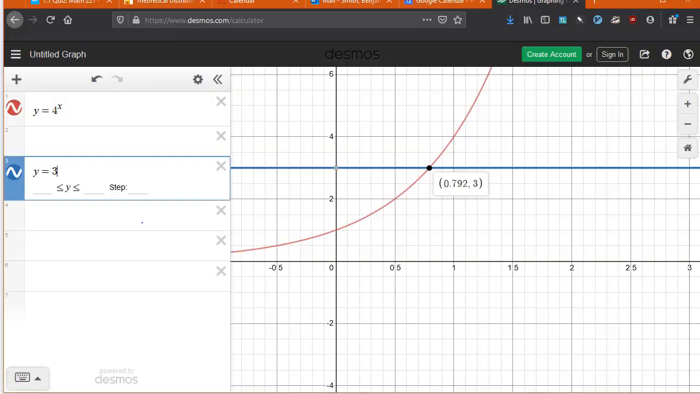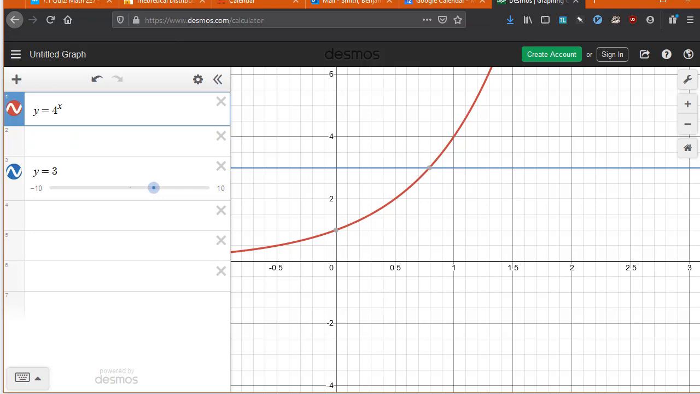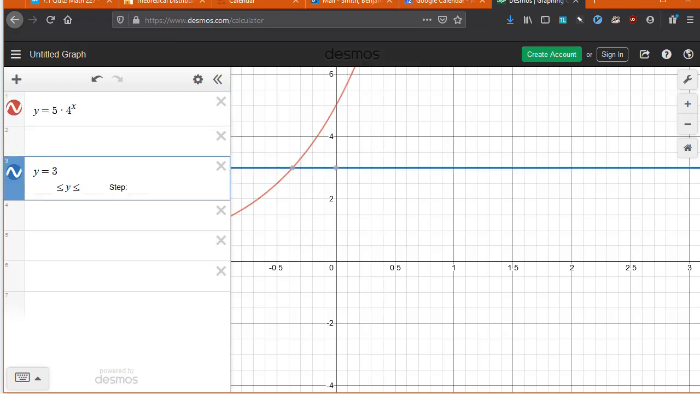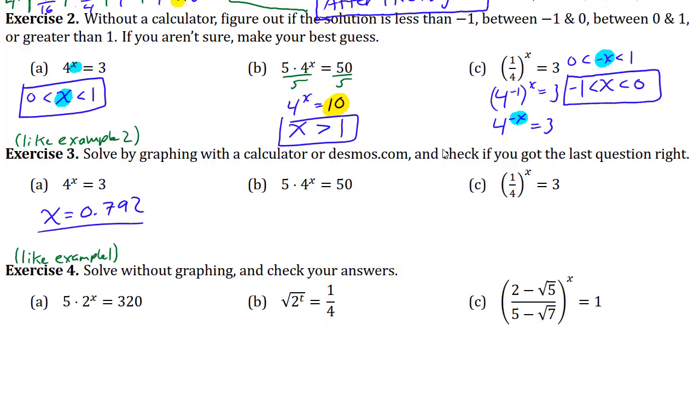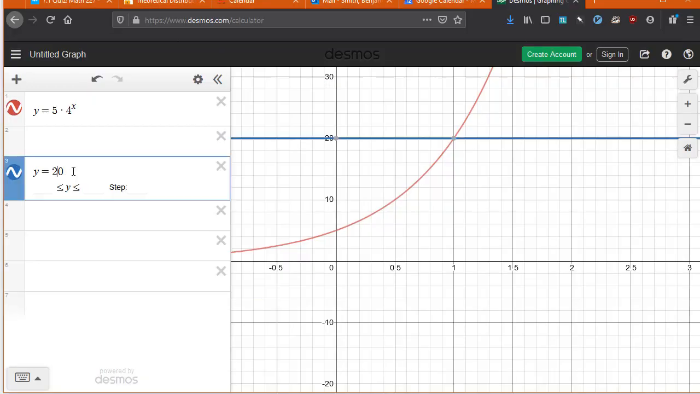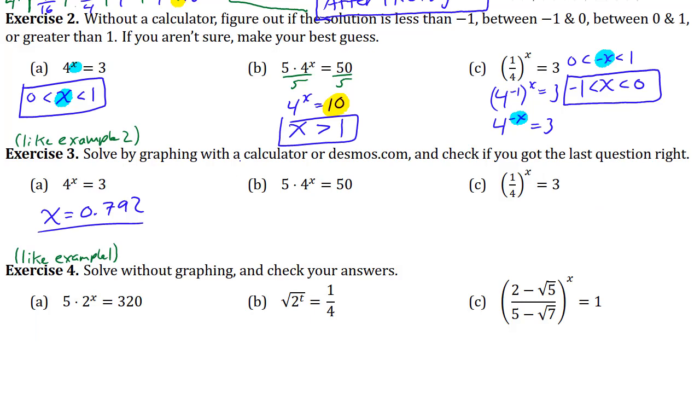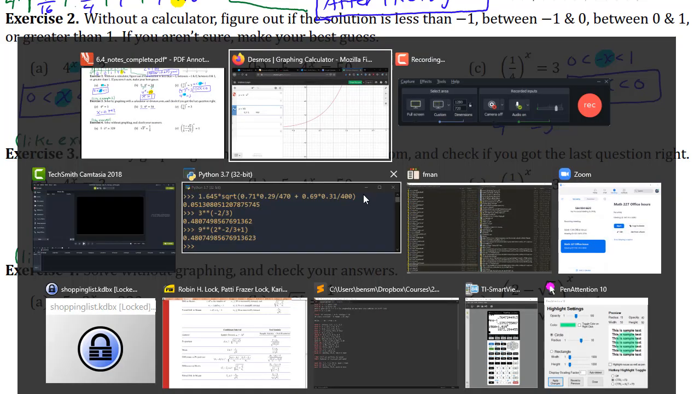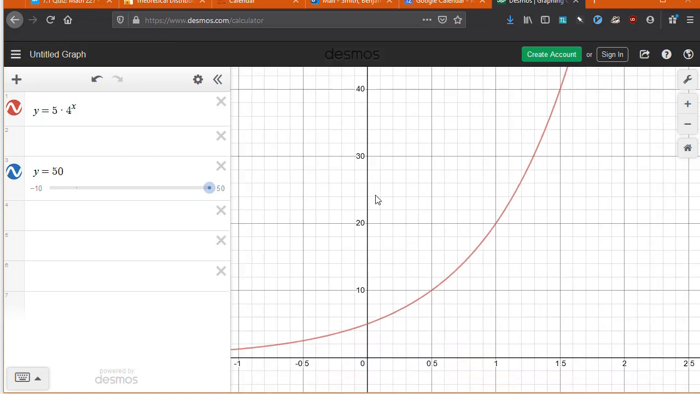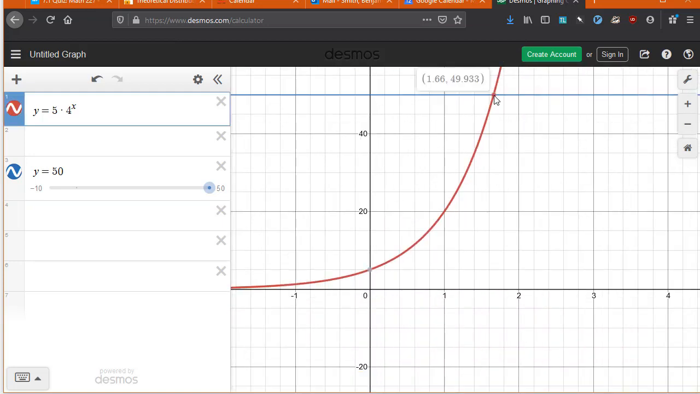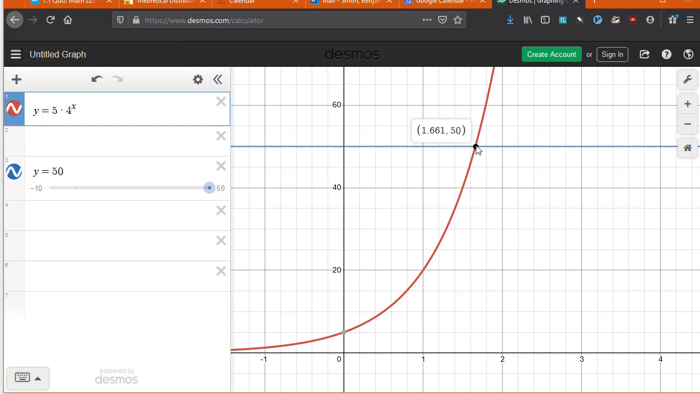For the next one, we want to do 5 times 4 to the x equals 50. So I'm going to write the 5 times here. Y equals 50 over here. So wait, 50. Why did I say 20? Excuse me. This is supposed to be y equals 50 because we're doing 5 times 4 to the x on one side, and the other side should be 50. So I want to see what x makes it so these two y coordinates are the same. So zoom out a little bit here, and there's the solution. 1.661. So yeah, it's greater than 1.